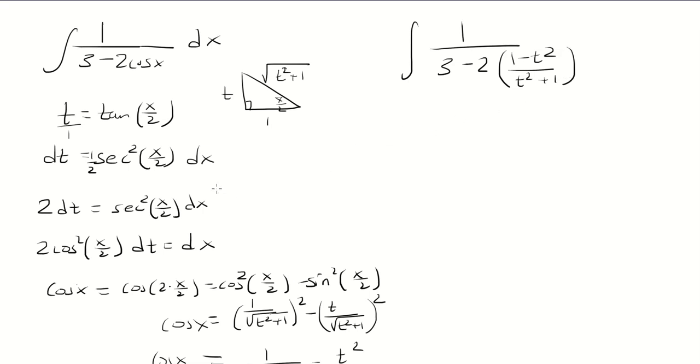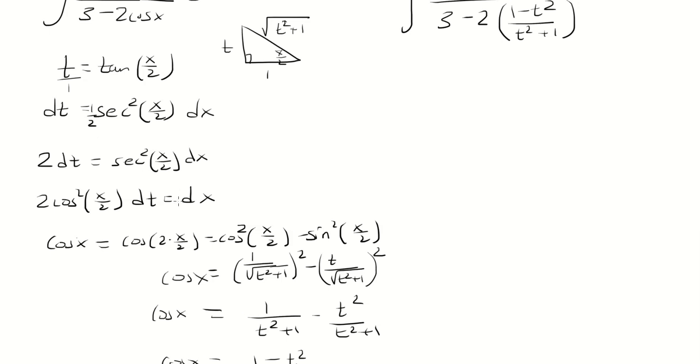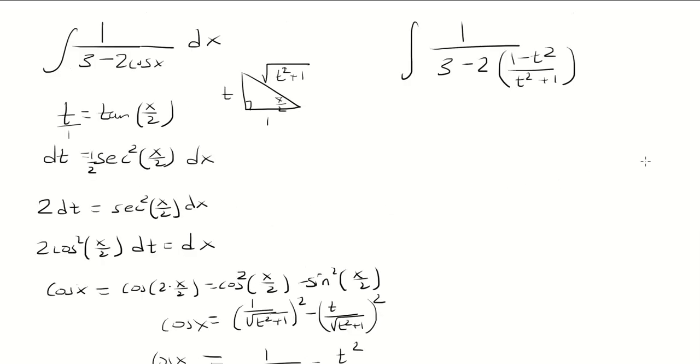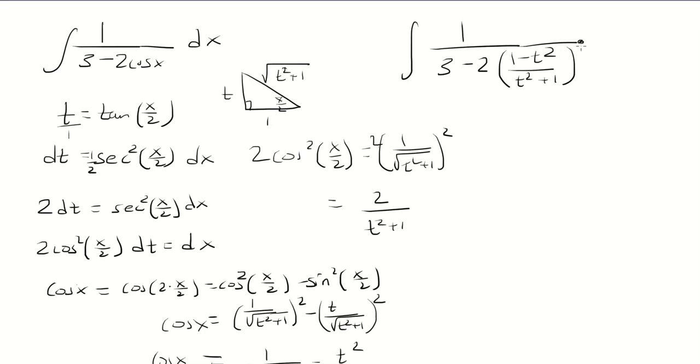And then for dx, we said dx is 2 cosine squared x over 2 dt. For that one, we need to solve. So cosine x over 2 is 1 over square root of t squared plus 1, squared. And then just multiply both sides by 2. So that's going to be 2 over t squared plus 1. So that's what we're going to multiply by. And then dt.